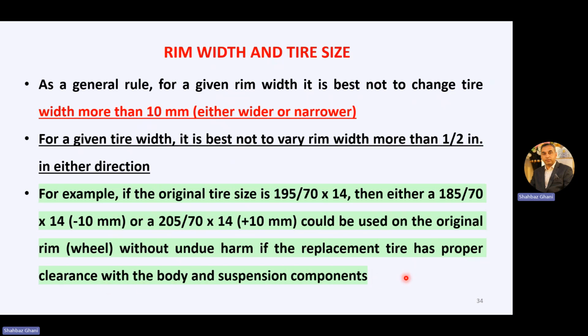If we are using the same original rim, we can go plus or minus 10 mm, an increase or decrease in the width either way. But if we are going to a plus 1 or plus 2 size, that is a different story. We are changing the rim. Changing the rim means increasing the size by plus 1, from 14 to 15, and the width is increasing by 20 mm.